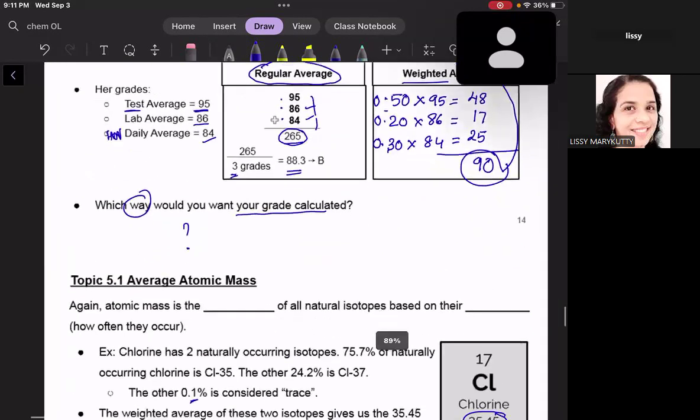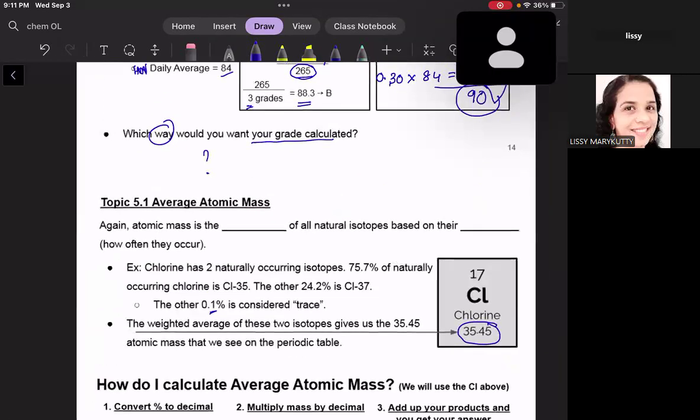Okay, now I'm going to take a chemistry example. Again, the definition one more time: average atomic mass is the weighted average of all natural isotopes based on their percentage. The terminology we are using is abundance. Abundance means their percentage of occurrence. How much percentage is there in the earth's crust?